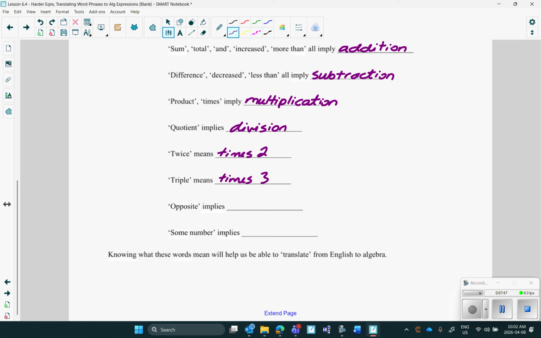Opposite. That might be a little challenging. Like, what's the opposite of 5? Okay, and what's the opposite of -10? So what would you do? Yeah, you could times -1 or just switch the signs, right? So yes, times -1 or switch signs.